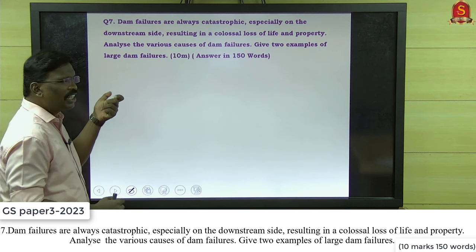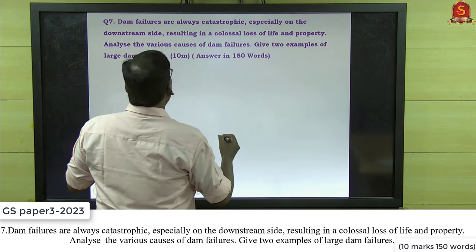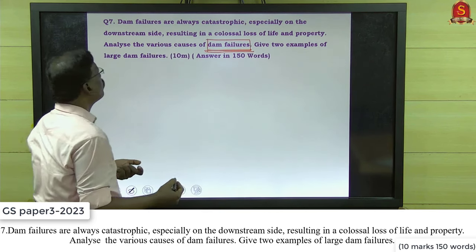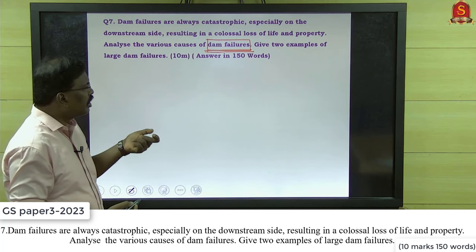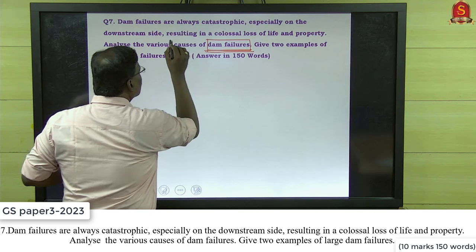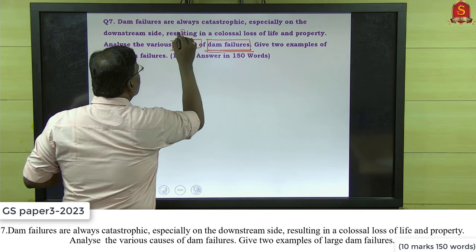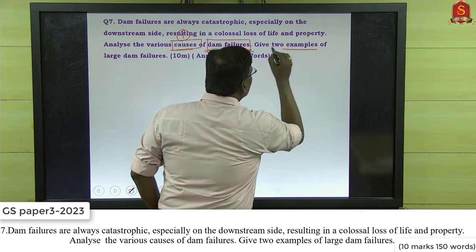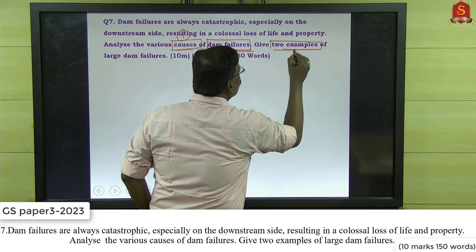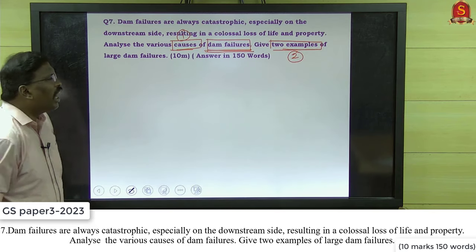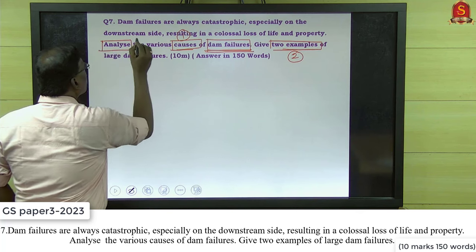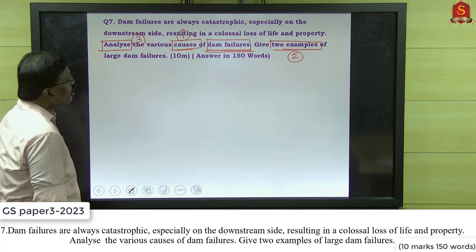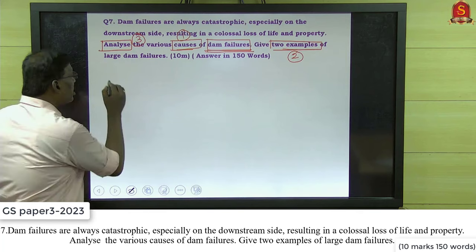So the area of the question is regarding dam failures. What is the demand of the question? The demand of the question is causes, various causes. This is the first demand. The second demand is examples; two examples we have to give. And the third demand is we have to analyze. Third, analysis. Let me see how this question is to be presented. First, the introduction of the question.